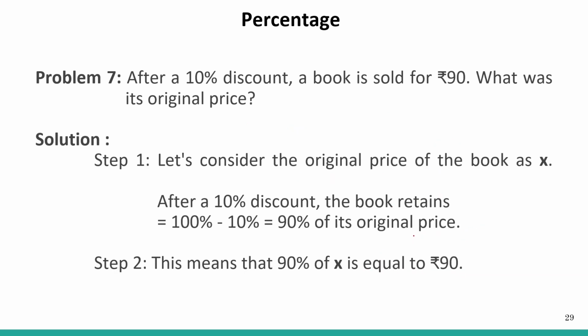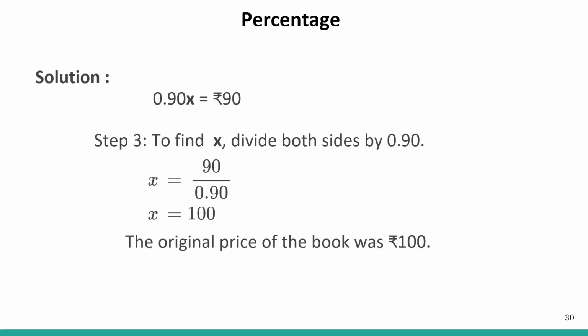Okay. So let's see the step-by-step solution. Let's consider the original price of the book as X. After a 10% discount, the book retains 100% minus 10%, which is 90% of the original price. So 90% of X is equal to 90. So 0.90x is equal to 90 rupees. To find X, divide both sides by 0.90. So X is equal to 90 by 0.90, which is 100. So the original price of the book was 100.